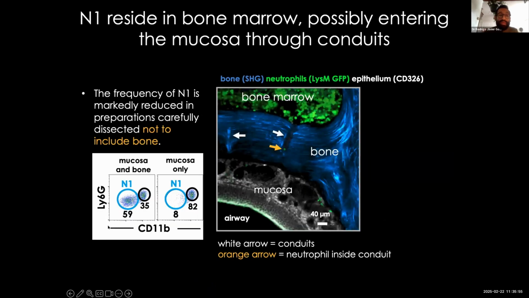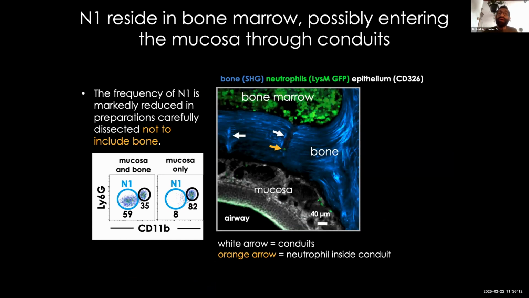Indeed, the frequency of the N1 population is markedly reduced in preparations that do not include bone. So this is mucosa and bone, we see the N1 population. This is mucosa only, the N1 population disappears. So is it as simple as contamination from bone?